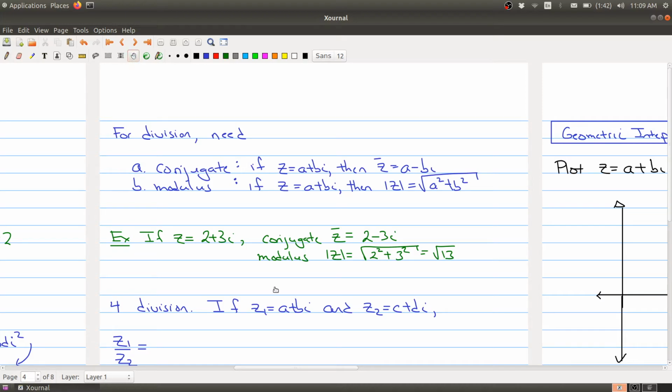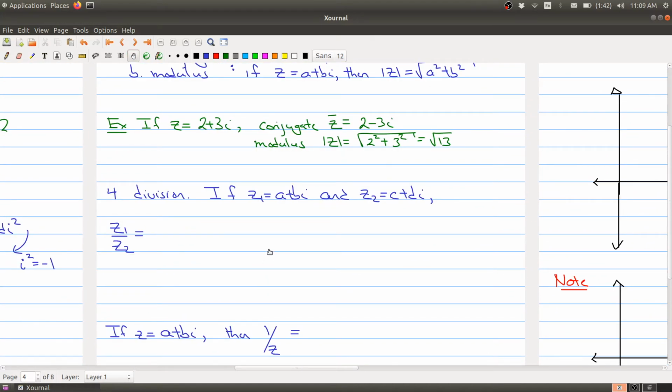So I have the conjugate and the modulus. And the reason we introduce them is because division is normally defined in terms of the conjugate and the modulus. So if you have two complex numbers, a plus bi and c plus di, z1 divided by z2 is defined to be z1 times the conjugate of z2 divided by z2 times the conjugate of z2. And you can actually rewrite this as z1 times the conjugate of z2, and then downstairs, you can show that this is equivalent to the modulus of z2 squared.